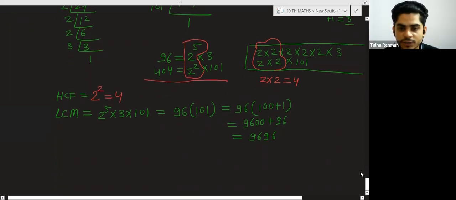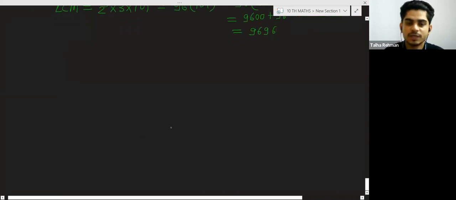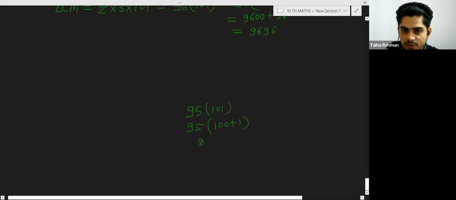Suppose you are doing 95 and 101. Maybe it will take time in multiplication. So what should you do? You should write the number 101 as 100 plus 1 and multiply. This will be 95 into 100 plus 95, and you will get the answer easily within seconds. 95 plus 95 is 9595.